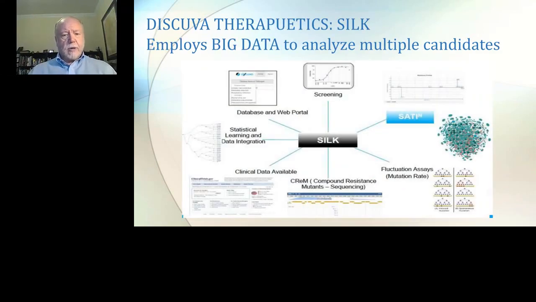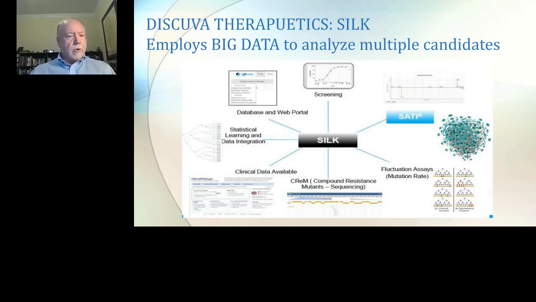This is the program called SILK that I was just about to start to describe, and this employs big data, classic big data, huge amounts of information. It's assimilated. They look at screening processes, they look at mutation rates. Do mutation rates change in different conditions? We know that the pH in infections is lower than it is in normal healthy tissue. So does that have an effect upon mutation rate? That's the sort of thing that SILK can address.